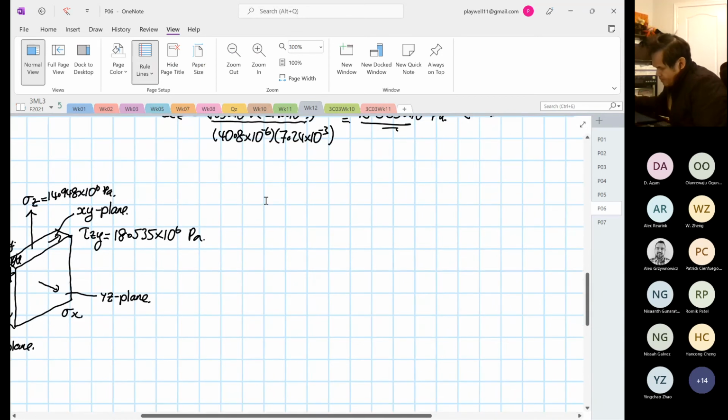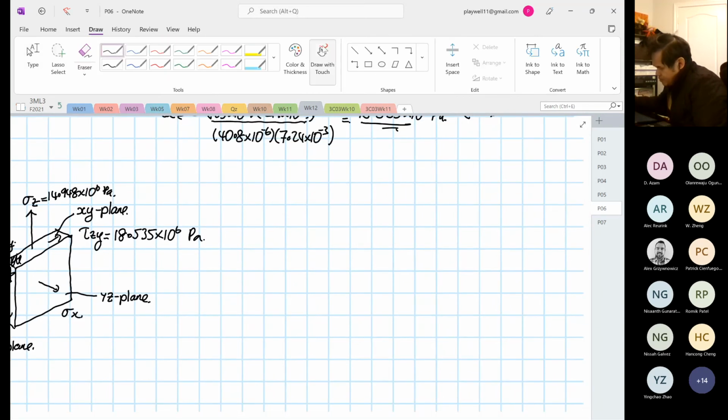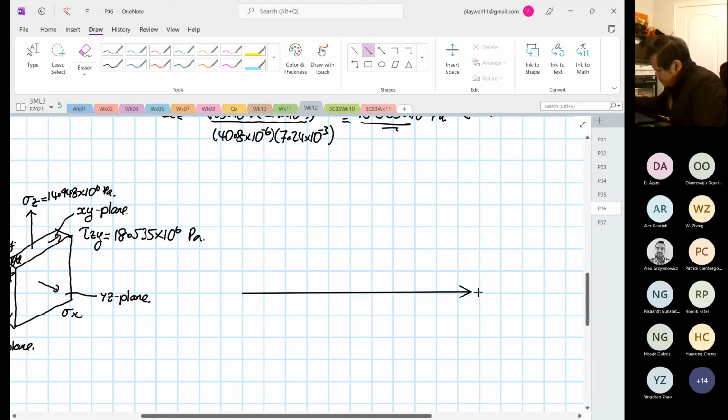Okay, so now we're going to sketch. I'm not going to do a big sketch. So this is 0, 5, 10, 15, 20, 25 normal stress, minus 5, minus 10. And then we have our shear.